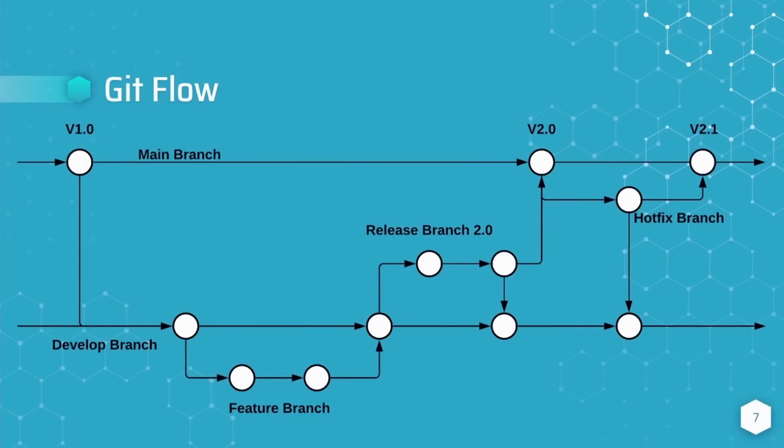Now let's take a look at the Git flow. The Git flow is the most complex of the three workflows. The Git flow utilizes a long-lived develop branch as the default branch from which developers create feature branches. The Git flow also utilizes release branches, which are created off of the develop branch. If a bug is found during testing on the release branch, a bug fix can be applied to the release branch and then merged back into the develop branch.